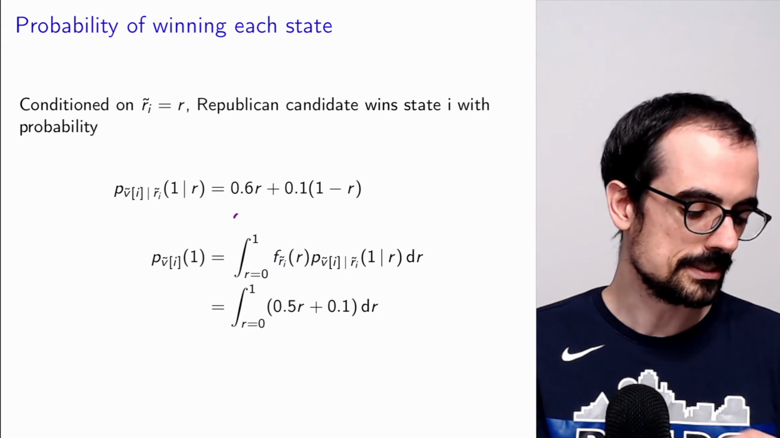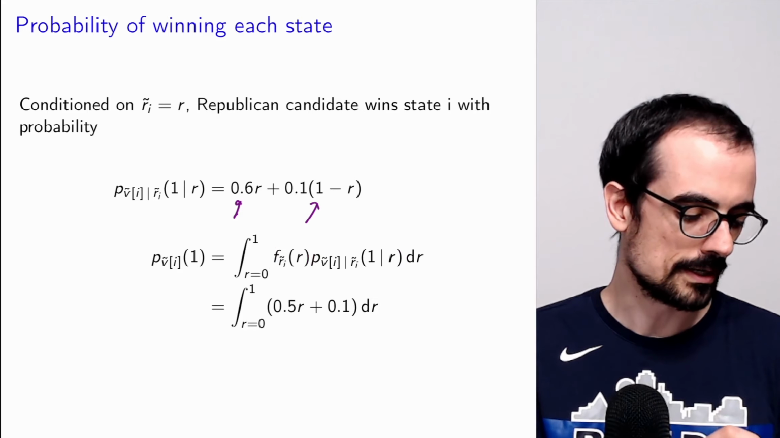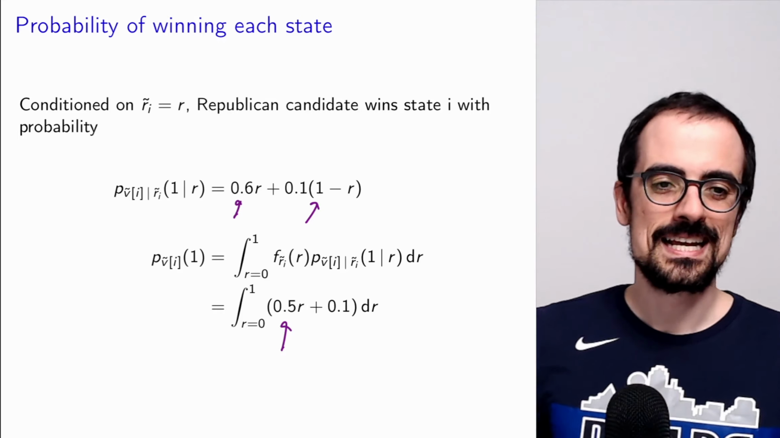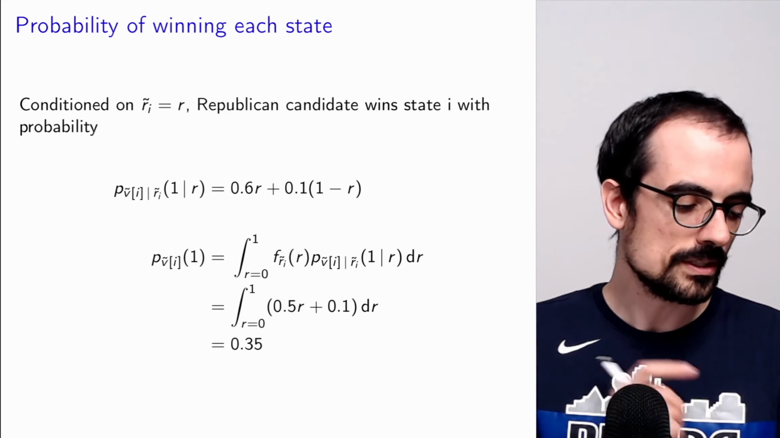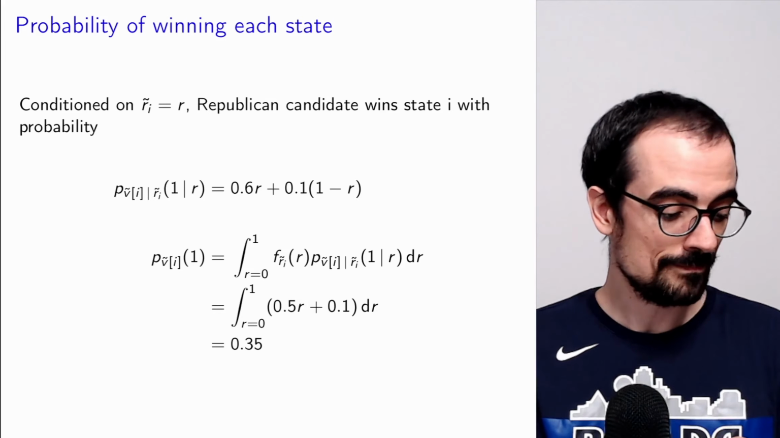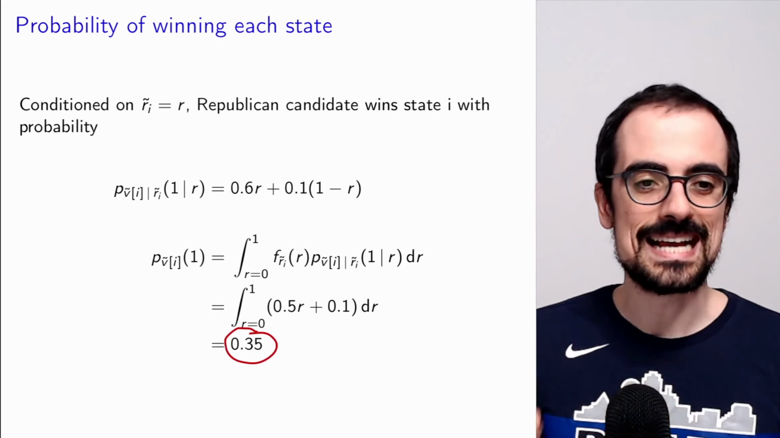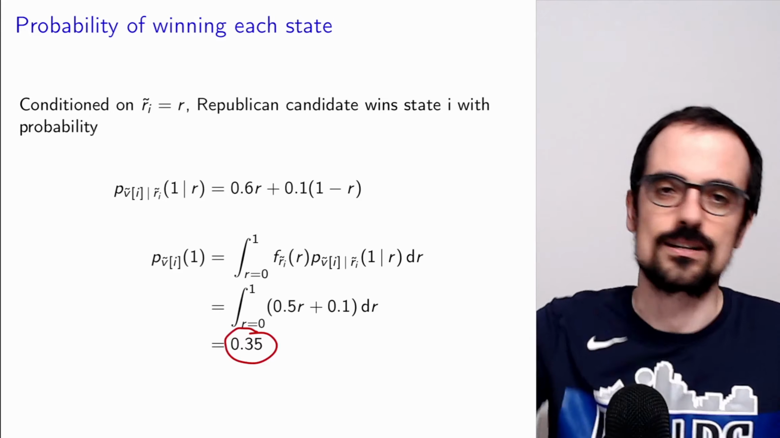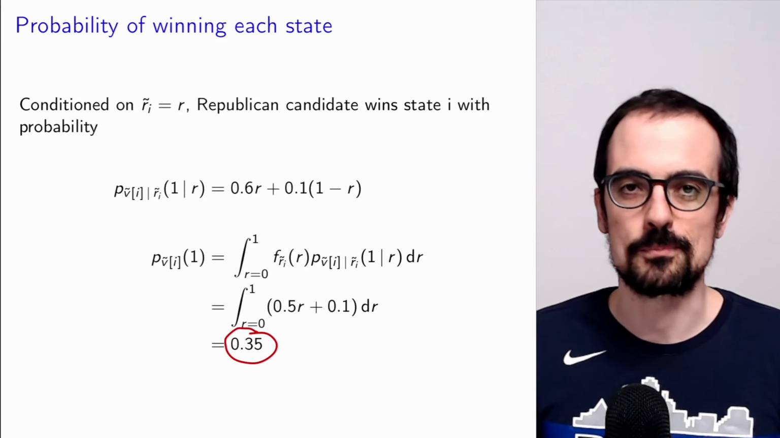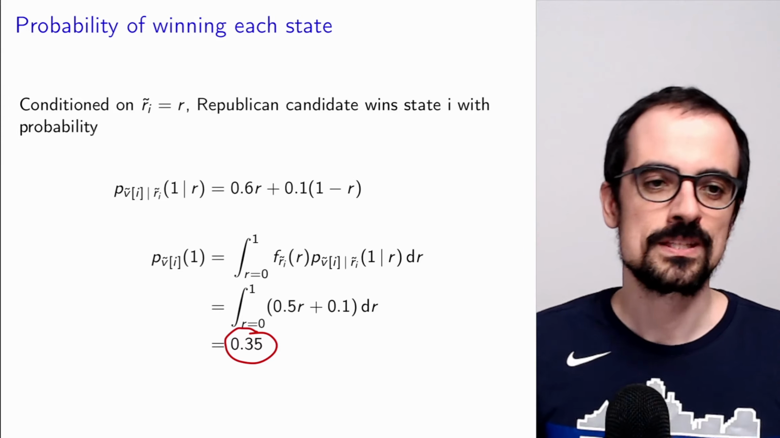Notice here this is 0.6R minus 0.1R. That's why there's 0.5R there. That always confuses me. Now we take that integral. It's not too difficult. It's equal to 0.35. So this is the probability that the Republican wins an individual state. And because this is a cartoon election, this is the probability for all of the states. Okay, we have set up the problem so that it's as simple as possible.